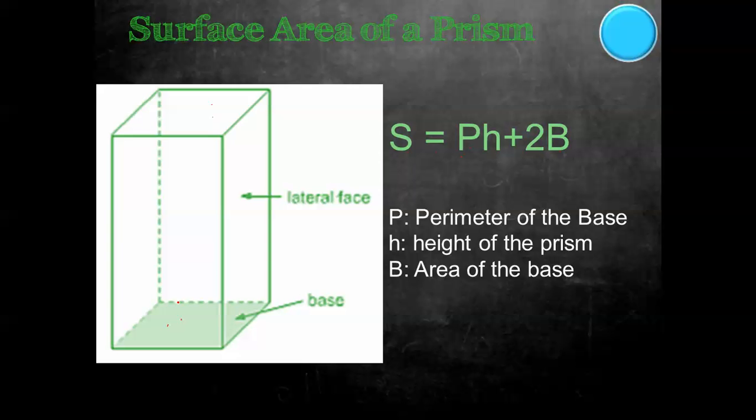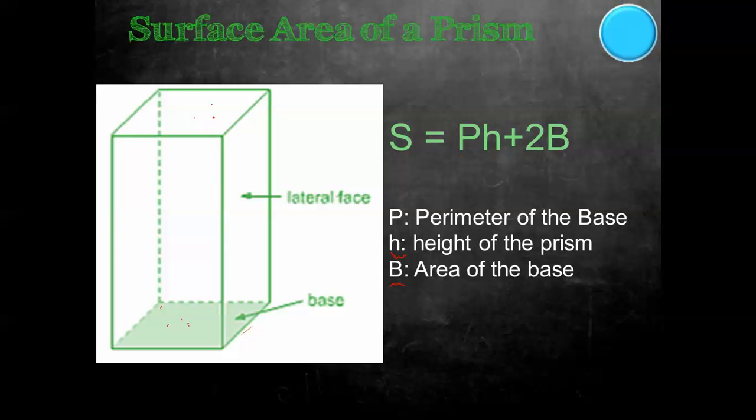Now, in this rectangular prism, you have to be careful because you could have more than one base. So here it's labeled, this is your base. So these are your two bases. The height of the prism is the line that connects the two bases. So it's important when we talk about the height of the base versus the height of the prism. B is the area of the base.